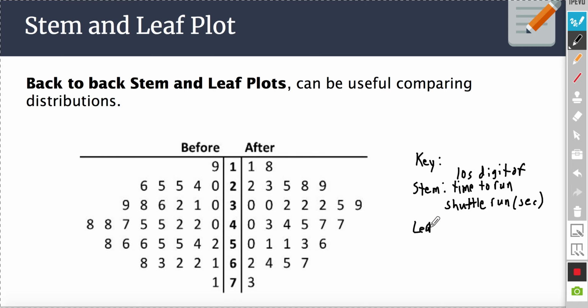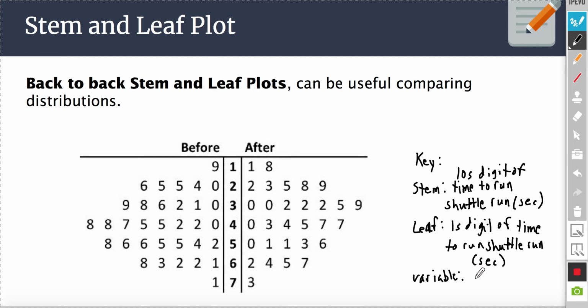The leaf, if I can spell that, is the ones digit of the time to run the shuttle run in seconds. And the variable we're measuring, I won't write this whole thing out, I think you get the point, is the time to run, etc., in seconds. You want to make sure you have a key so that people can understand what's going on here, and title your graph.